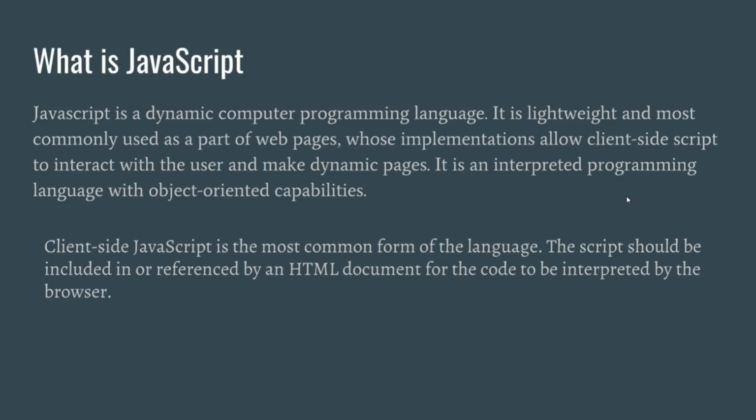The script should be included in or referenced by an HTML document for the code to be interpreted by the browser. It means that a web page need not be static HTML. It can include programs that interact with the user, control the browser, and dynamically create HTML content. JavaScript's client-side mechanism provides many advantages over traditional CGI server-side scripting.